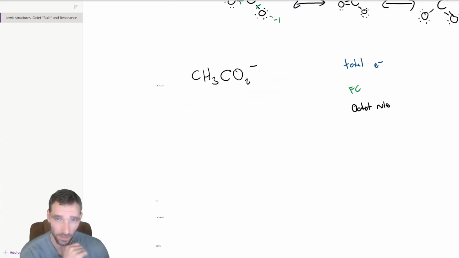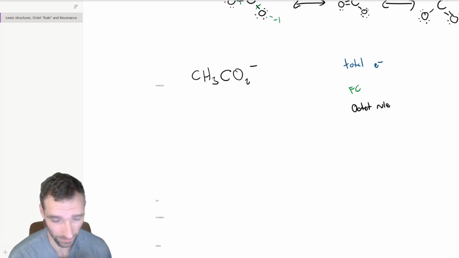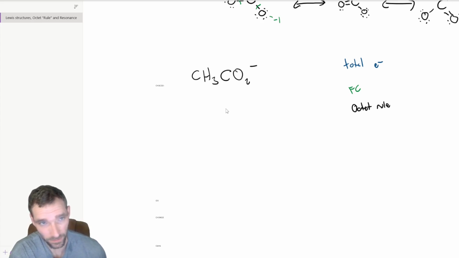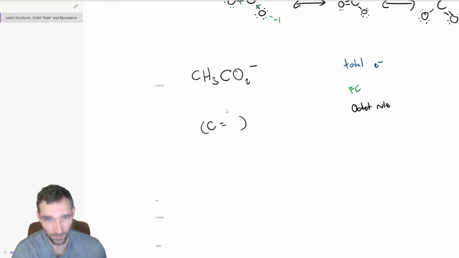This is a good compound to look at after looking at the carbonate ion, or the CO3 2-. It's very similar. It's a carboxyl group. So we can add up the total number of electrons and just do it that way, though if you're used to seeing these things, you might be able to do a little shortcut.